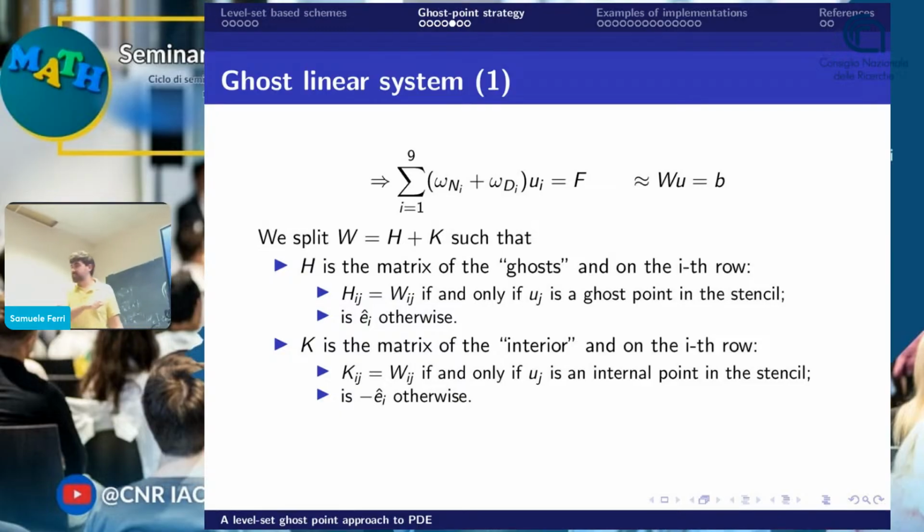While the K matrix is the matrix of the internal points. So, as before, it has the value of Wij if and only if uj is an internal point in the stencil, and it is minus a_i hat otherwise.